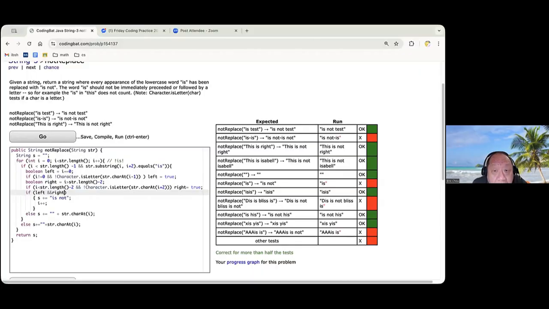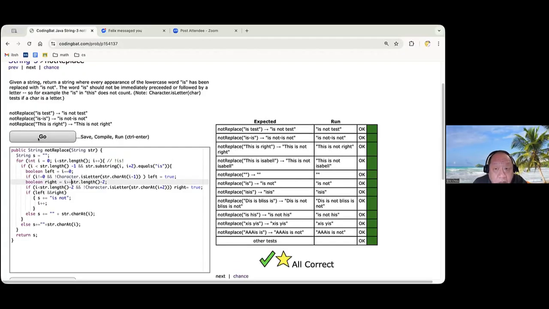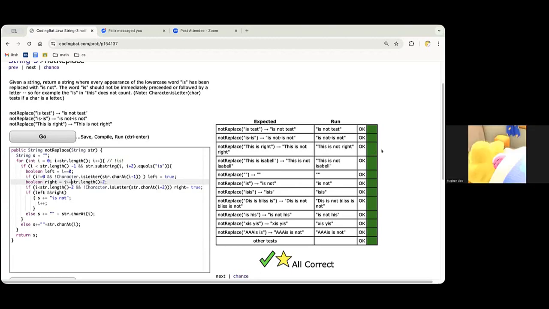This time, the right one doesn't work. If right side greater, right side is greater equal to, okay?